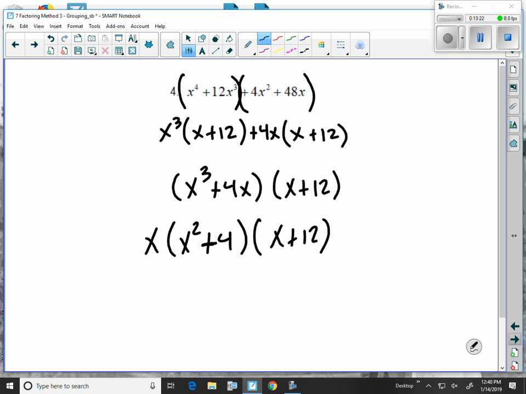Right here, what's my GCF? X. So I pull that out. X cubed, if I take out an X, I have an X squared left. If I take an X out of here, I have a 4. So I just forgot to take the GCF out at the beginning. If you notice it at the end, you can still take it out. You leave the other parentheses alone. The other parentheses is good.